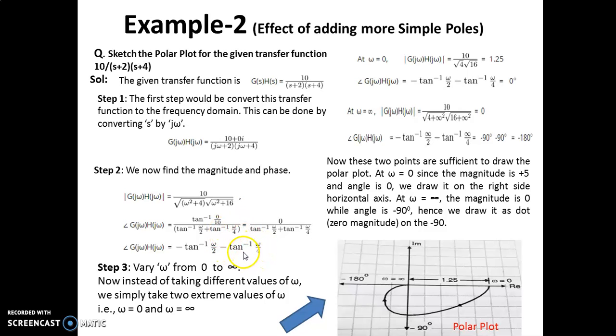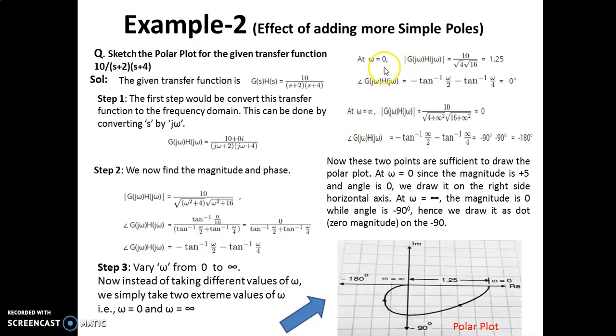The next step is to substitute the values of frequency from 0 to infinity. Because these are simple transfer functions, here you can directly take the starting value and the end value, omega equal to 0 and omega equal to infinity. Directly we can get the polar plot.